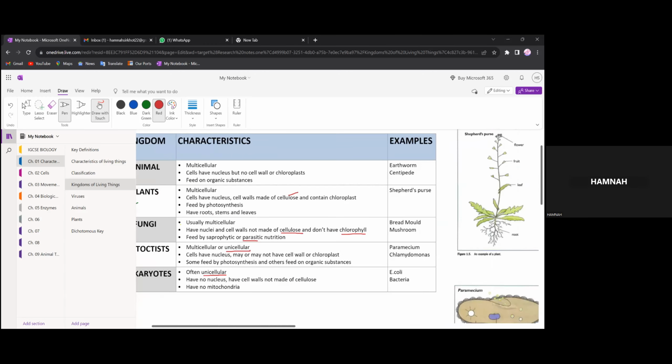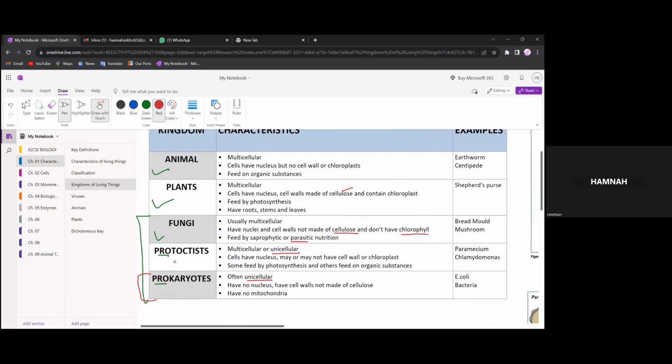Now coming to Protoctis and prokaryotes. Protoctis can be multicellular or unicellular. These have a nucleus and may or may not have a cell wall or chloroplast, and some feed by photosynthesis and others feed on organic substances. Protoctis have both animal and plant-like characteristics. They share most similarities with plants. As I said before, plants are the only structures that have chloroplast and chlorophyll, but protoctis also have them, because sometimes they can do photosynthesis as well.